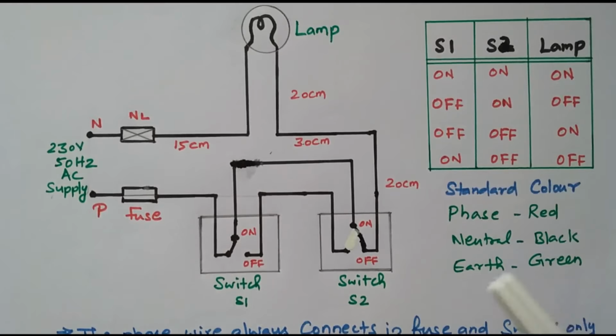We need to follow the standard colors for the wire. For the phase wire, we need to use the red color. For the neutral wire, we need to use the black color. For the earth wire, we need to use the green color wire.